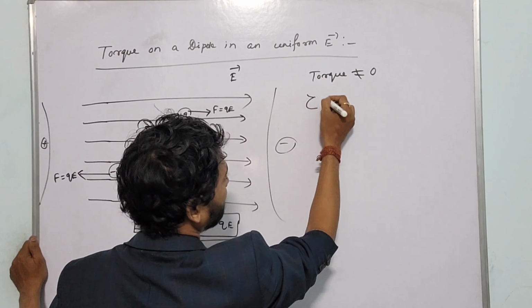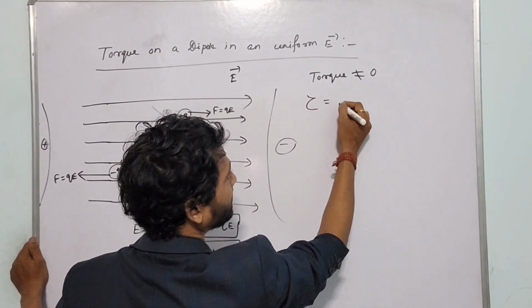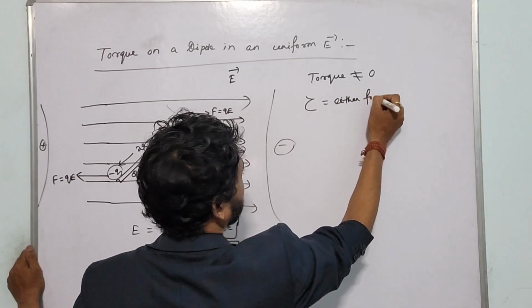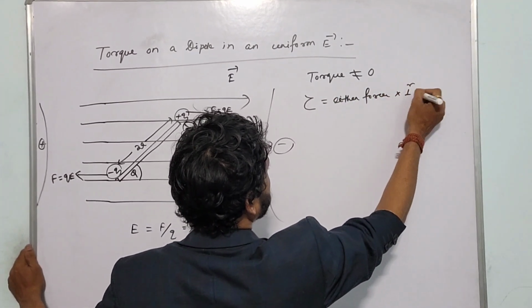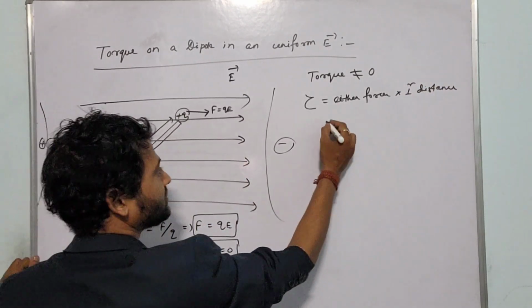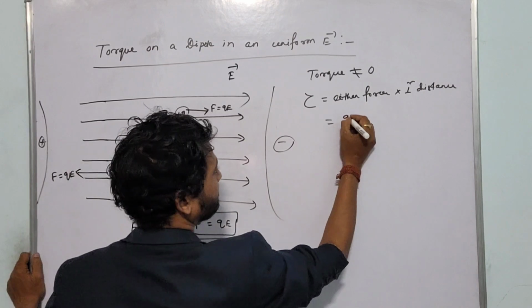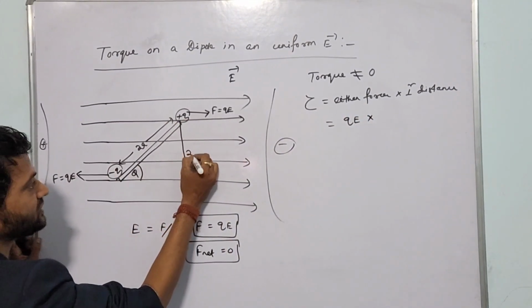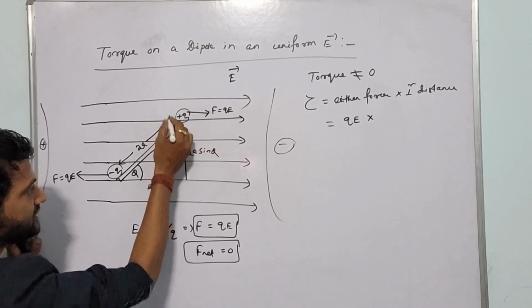What is torque? Torque का symbol tau होता है. Torque का formula क्या होता है? Force, either force, into perpendicular distance. कोई भी एक force ले जाओ into perpendicular distance. That is called torque. So force क्या है इधर? Force is qE. And what is the perpendicular distance? This one is the perpendicular distance, which is 2a sin theta. Why is it 2a sin theta?